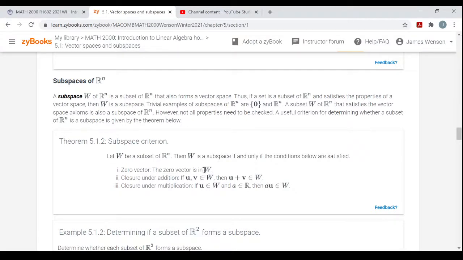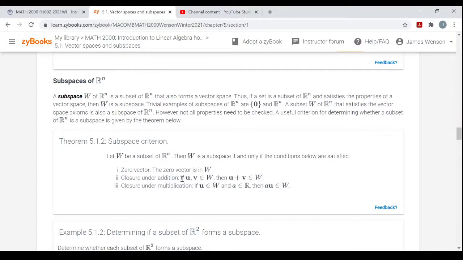Now, I've seen other books, and you might see videos of mine later, because I made some other videos in a previous semester that I'm going to be sharing with you. This condition, that the zero vector is in W, you could also just say that W is not empty. If you just show that W has any vector, that's equivalent to this first one, along with the other 2 properties here.